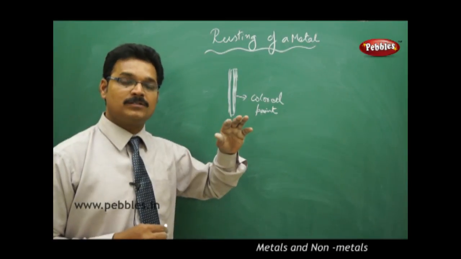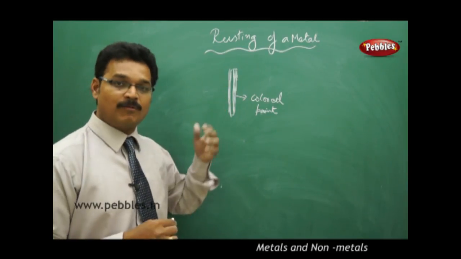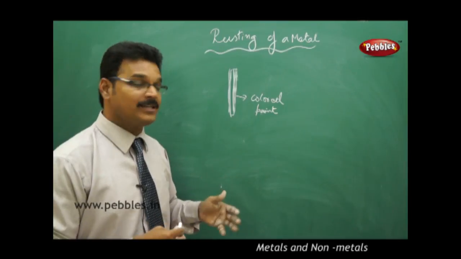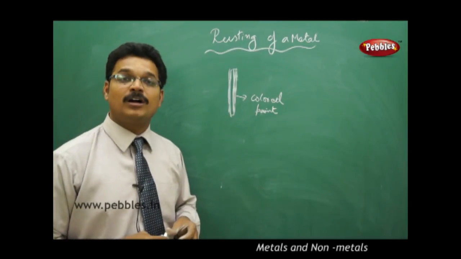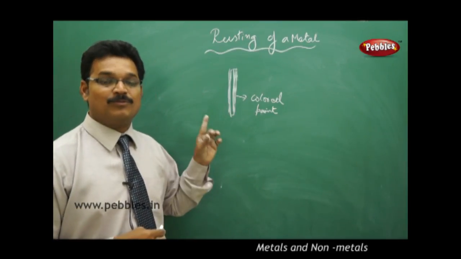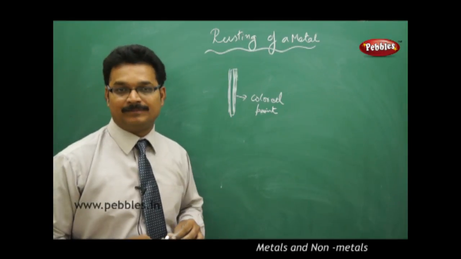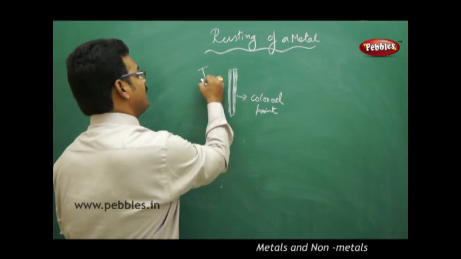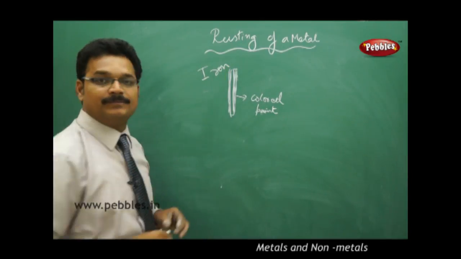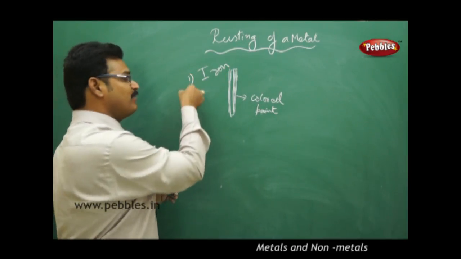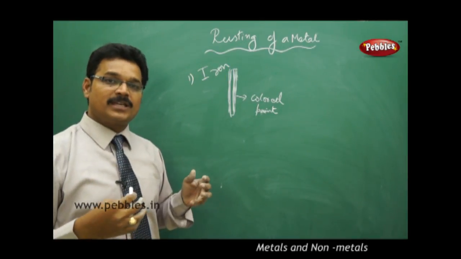If the color paint comes out two to three years later, then you have to repaint it to protect it from rusting. So this is the example given for iron material. This type of rusting happens for many types of materials.